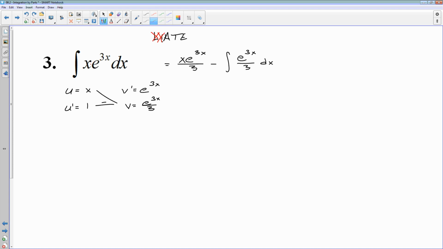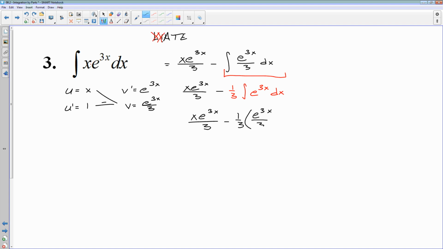Just like always, I like to pull out my constant. There is a divided by 3, so I'm actually going to pull that out and change that to 1/3 antiderivative of e to the 3x. Everything else is going to come along for the ride. And now finally I'll do that antiderivative. So x e to the 3x over 3 comes down minus 1/3 times, and then the antiderivative of e to the 3x is e to the 3x over 3 plus some constant. Good?